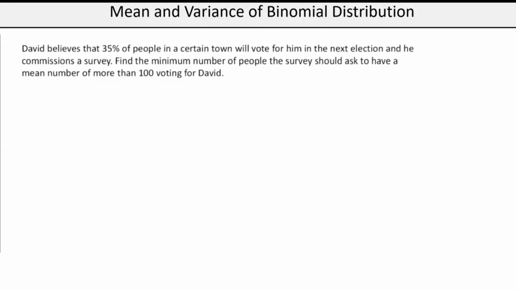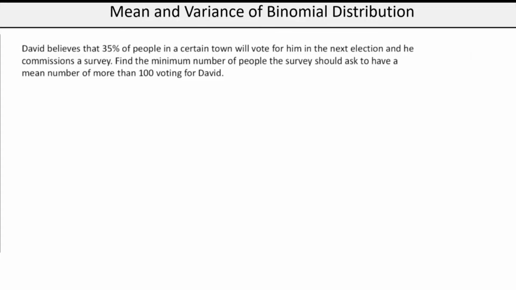Okay, so in this second one, we're told that David believes 35% of people in a certain town will vote for him in the next election, and he commissions a survey. We've been asked to find the minimum number of people the survey should ask to have a mean number of more than 100 voting for David. So let's start with this last statement. We want a mean number of more than 100 voting for David.